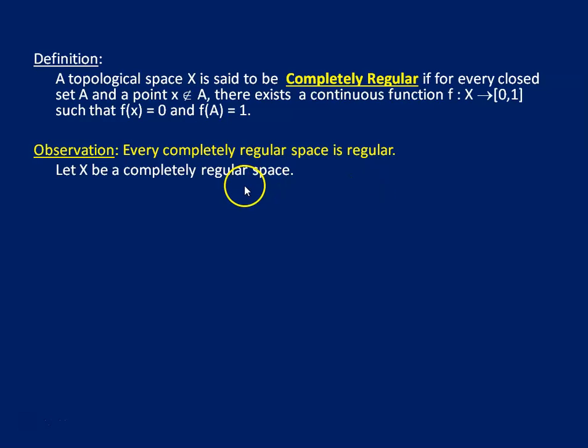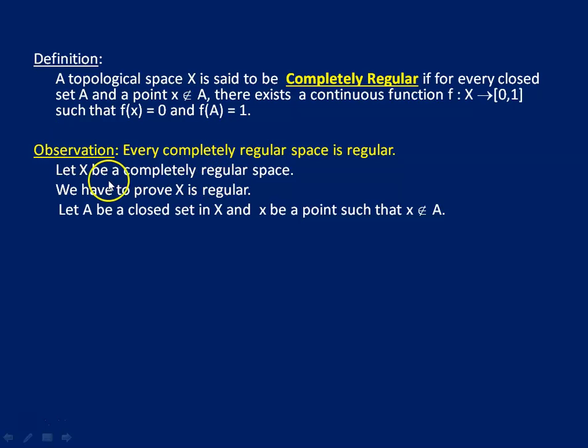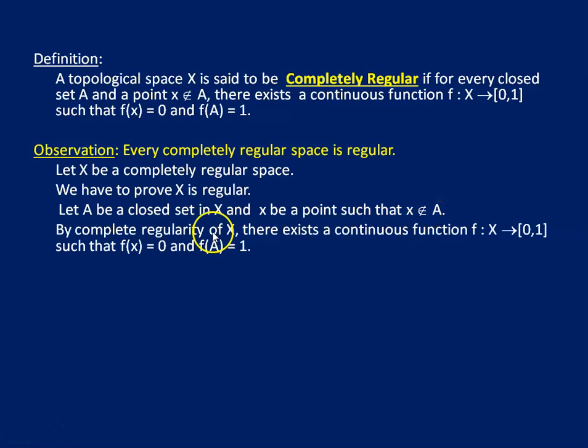Let us assume that X is a completely regular space. Now we have to prove this space is regular. To prove X is regular, let A be a closed set in X and x be a point outside A. By complete regularity of X, there exists a continuous function f from X to [0, 1] such that f of x is equal to 0 and f of A is equal to 1.